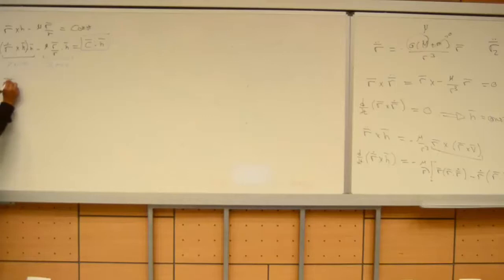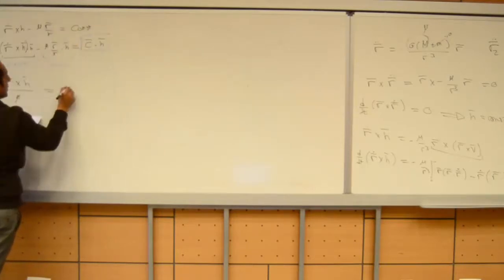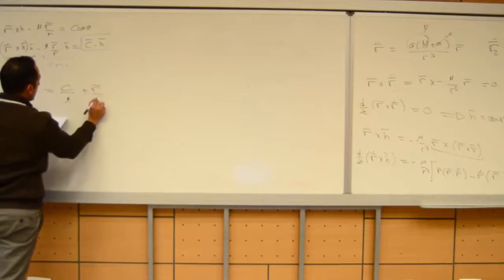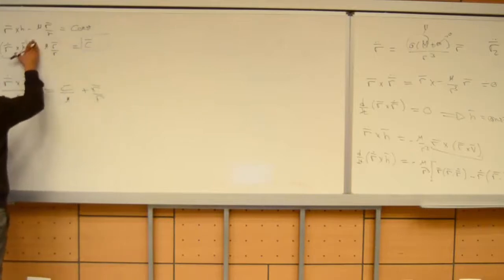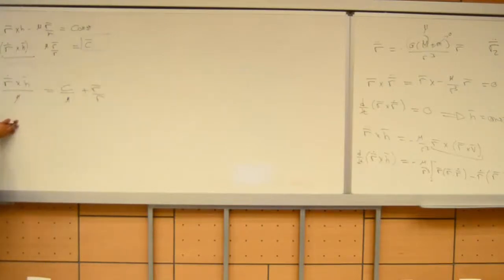So R dotted, R crossed with H, which is the original expression over here, I'm just going to divide the whole thing by mu. So this divided by mu is equal to C divided by mu plus R divided by R. I just move this to the other side. Forget the dot product, we're done with this. I'm going back to this expression, moving this to the other side, and dividing the whole thing by mu, to get that.